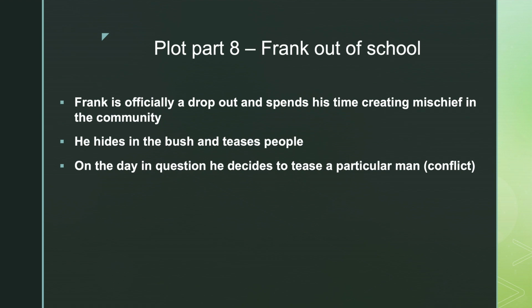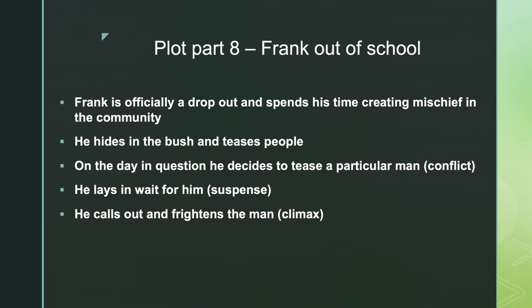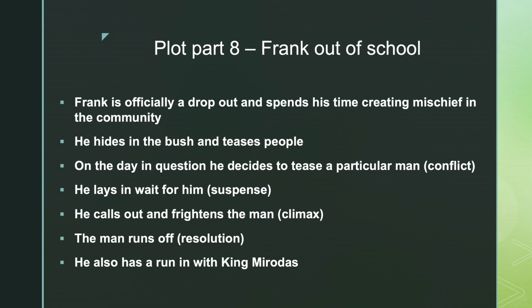Conflict, he makes a decision that leads to further problems. So he lays in wait for the gentleman, suspense building. The man appears and Frank calls out and frightens him. The climax, and the man runs away. Resolution. We also see him having a run-in with King Myrodus. What are the details of that run-in with King Myrodus? You know where to put your answer, right? In the comments below.